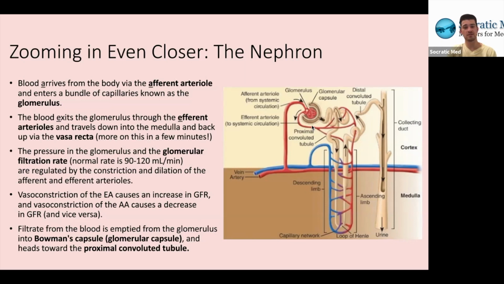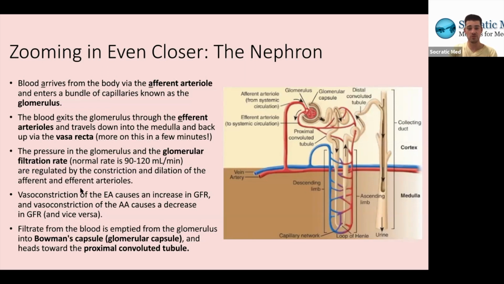So the pressure in the glomerulus and the glomerular filtration rate, which in humans for normal filtration is about 90 to 120 milliliters per minute, is regulated by the constriction and dilation of the afferent and efferent arterioles. So the glomerulus, just like any other capillary bed, is very sensitive and very fragile. In order for capillaries to do what they're meant to do, which is exchange nutrients and gas, they have to be super thin. In some of the finest capillaries, blood cells will pass through single file, which increases the surface area so that gas exchange is allowed. So they're very fine and they're very fragile. So we have to have very fine-tuned ways to control the blood pressure going in and out of the glomerulus.